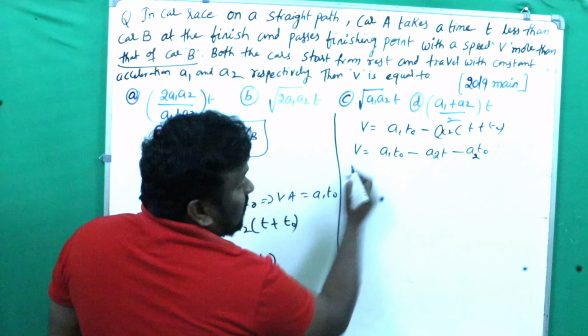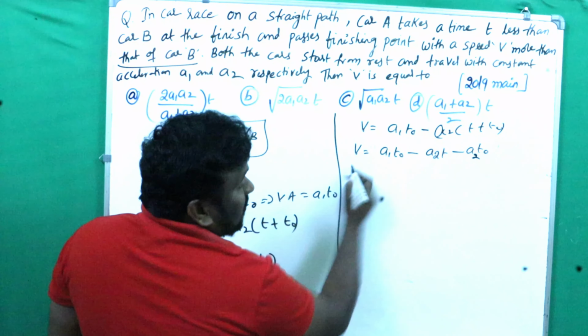Here we have to find out this one. In this case, both cars will traverse the same distance. SA is equal to SB. The distance traveled by car A is equal to the distance traveled by car B. Both are the same. So we are using the equation S = ut + ½at².